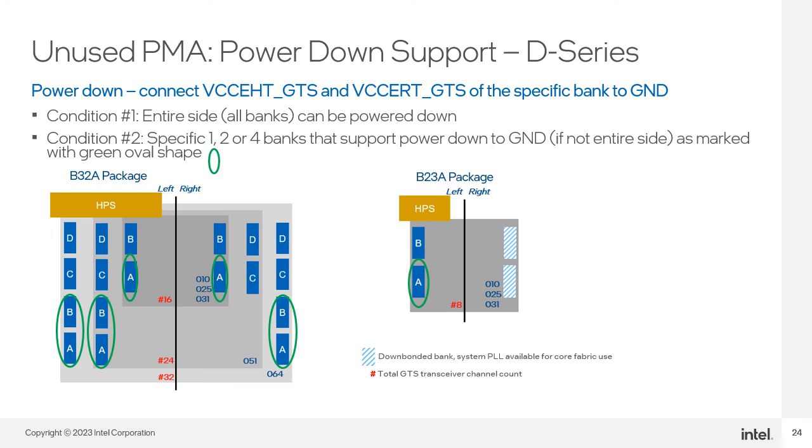For larger densities 051 and 064, power down is done in a group of 2. If you don't need some banks, you must power down both A and B together. For the 3 smaller densities 010, 025, and 031, the power down can be supported on a 1 bank basis, which is applicable for both packages, B32A and B23A.